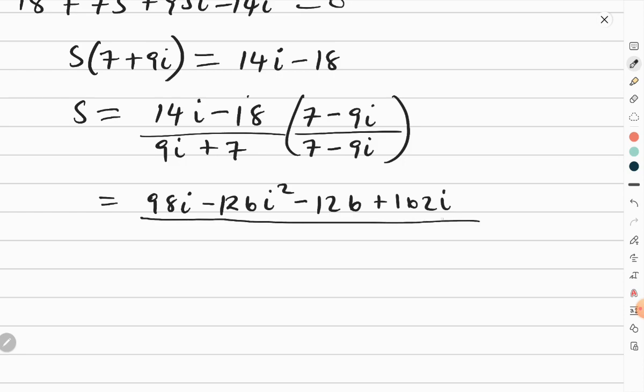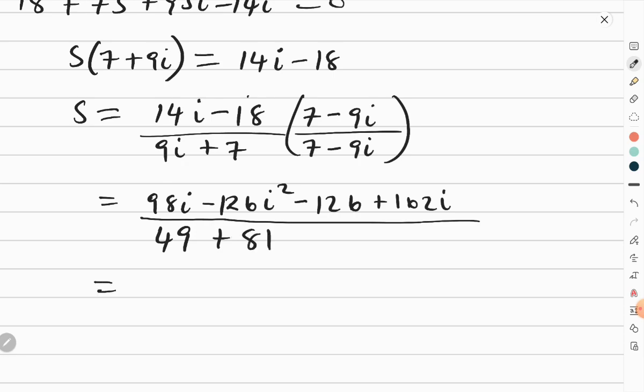Divided by the denominator, which usually becomes the sum of two squares. So 7 times 7 is 49, then 9 times 9 is 81. So we're just going to have positive 81, then plus 81. So this is what we have.